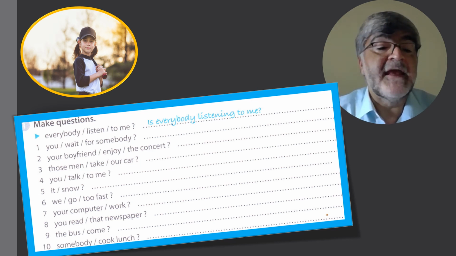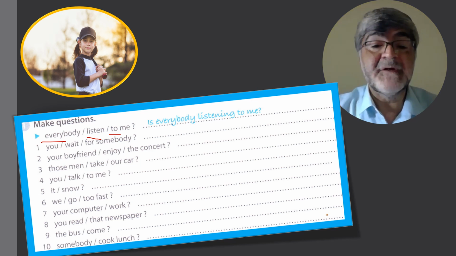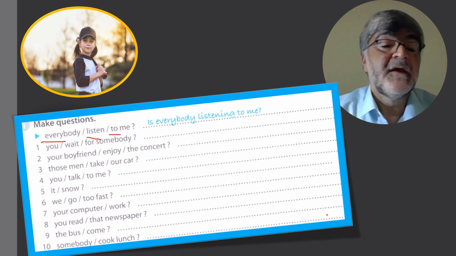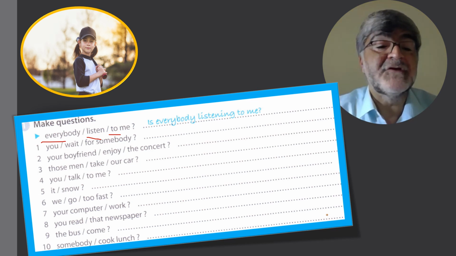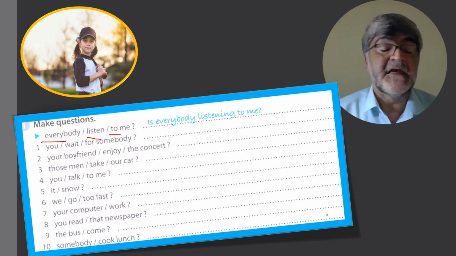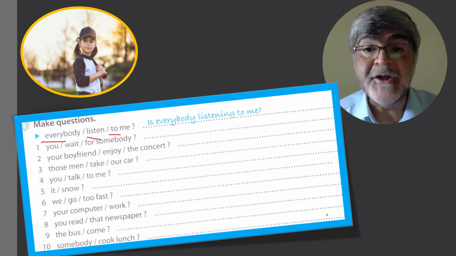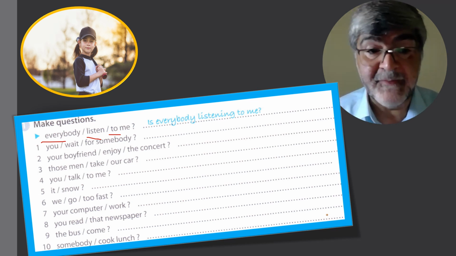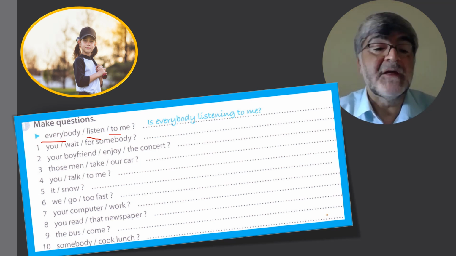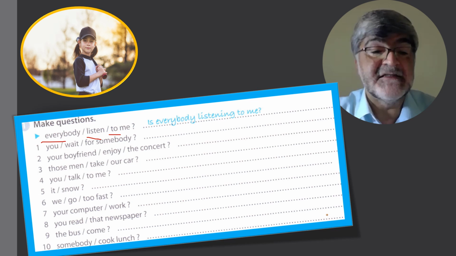Now, here we've got everybody listen to me. Is everybody listening to me? You wait for somebody. Now, easily we can say, are you? Then we add ing to wait. We say, are you waiting for somebody? Are you waiting for somebody? And now you can pause the video and do the rest of that. Then check some of them with me. You can see that it's very easy.